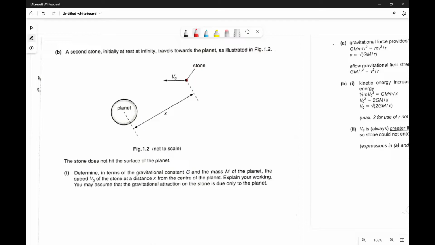Determine, in terms of the gravitational constant G, the mass M of the planet, the speed v of the stone at a distance x from the center of the planet. Explain your working. You may assume the gravitational attraction on the stone is due only to the planet. So there's no other object around that stone that's interfering in the gravitational force. Capital M is the mass, G is the gravitational constant. You have to find v. This is at infinity, this is the point of infinity. x is the distance from infinity to that point.